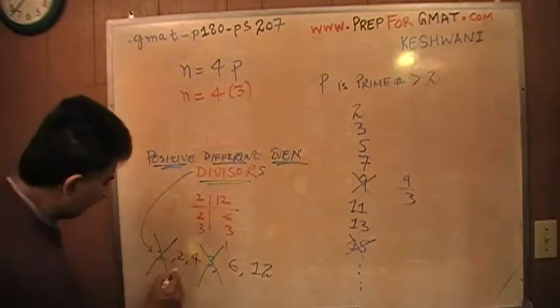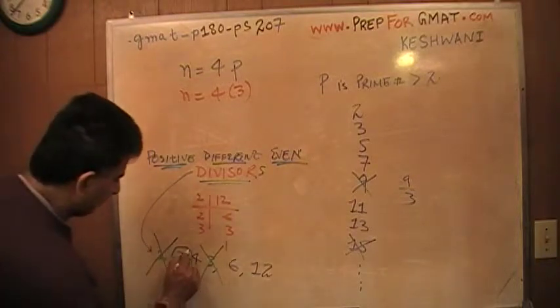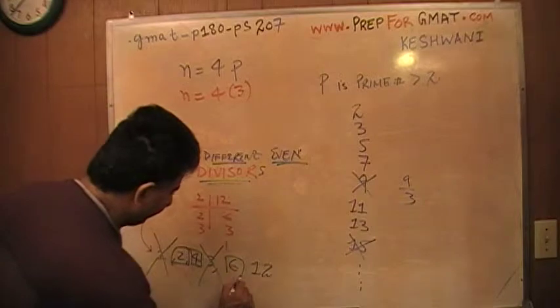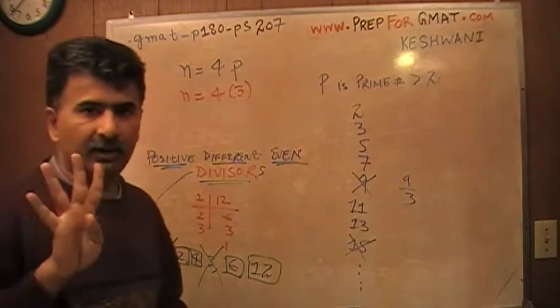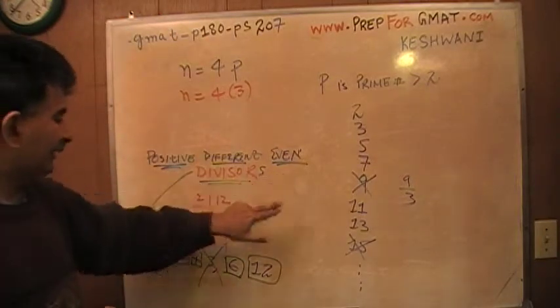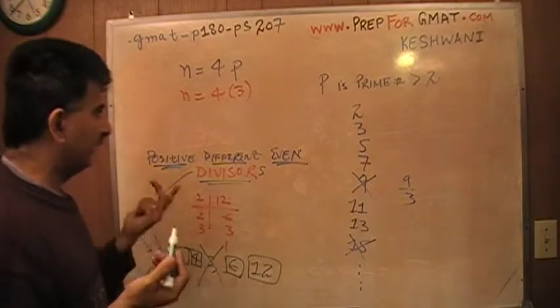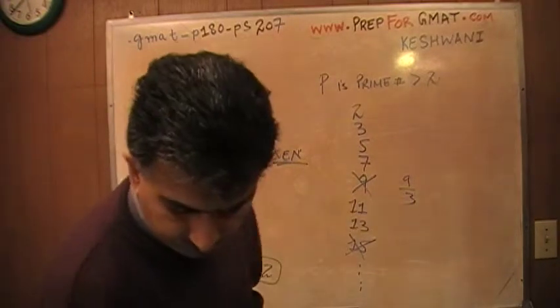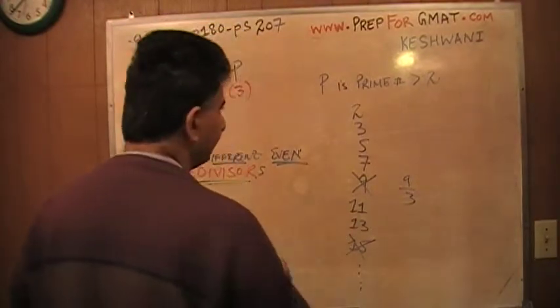So how many do you see? I see a 2. 2 is a divisor of 12. I see a 4. I see 6, and I see 12. So it looks like the answer is 4. There are four positive different even divisors of 12. The divisors are 2, 4, 6 and 12. The answer is 4. The answer is C. There are 4 divisors right here.